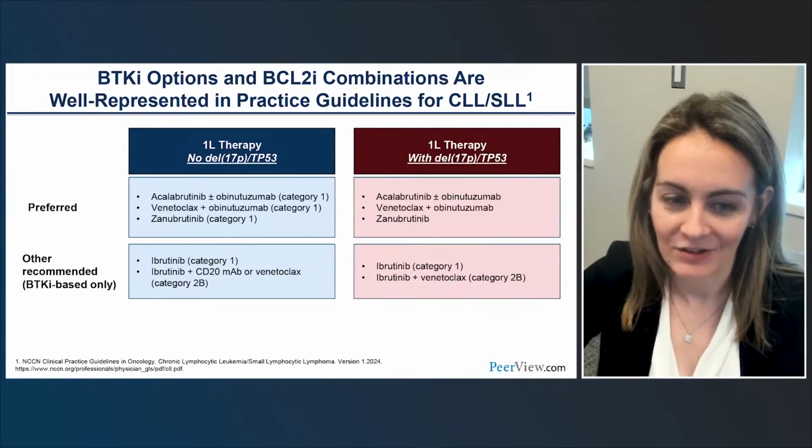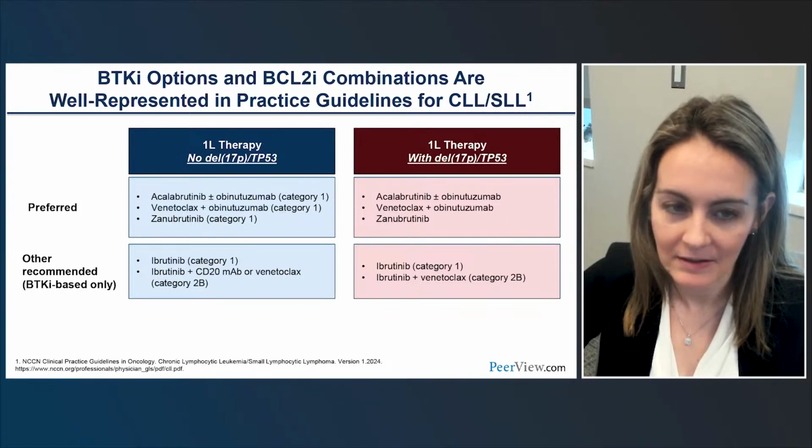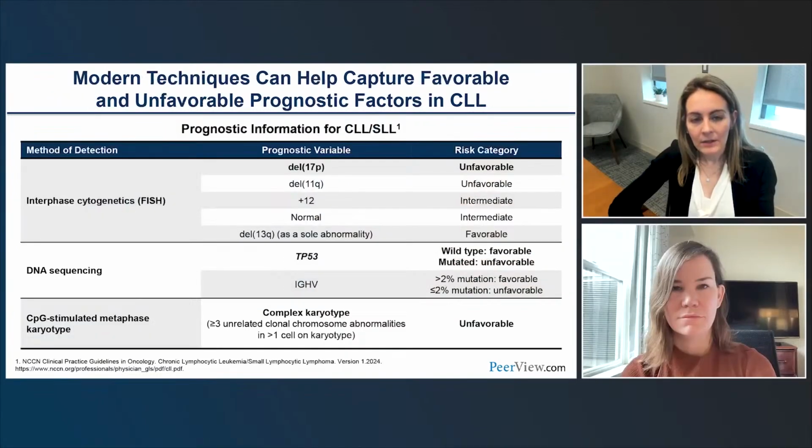And they're novel agent-based strategies, so you don't see chemotherapy listed on this slide. Here we also see from the NCCN some information on prognostic testing for patients with CLL/SLL, and we'll talk about this today during our presentation. There are several methods that can be used to identify prognostic variables for patients, and this testing really should be performed prior to initial treatment and with each line of therapy.